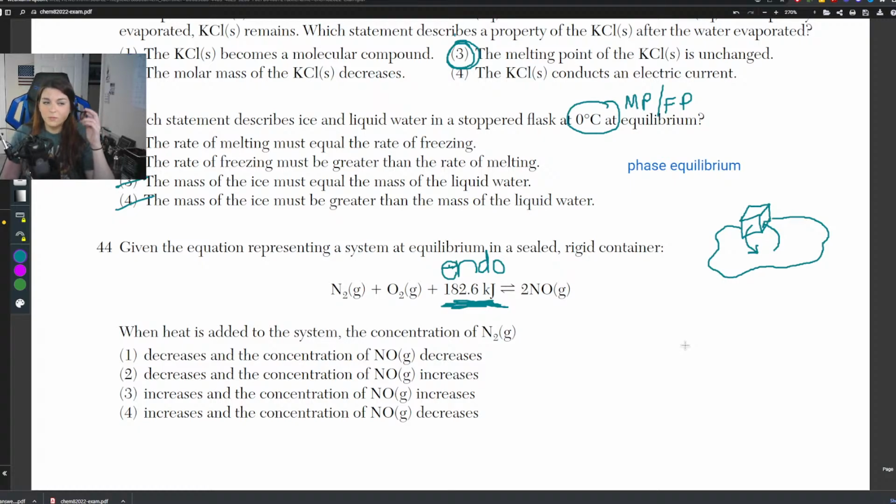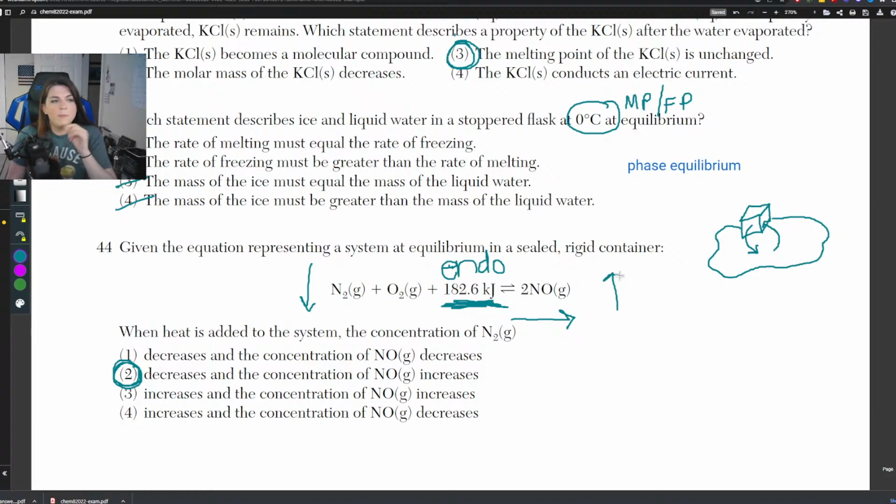Now, that's not the answer because it's not an answer choice. If we are shifting to the right, that means that the concentration of the nitrogen is going to decrease because we're going to use it up. And the concentration of the nitrogen oxide is going to increase because we're shifting to the right. So we're going to use up the nitrogen, but we are going to increase the amount of the NO2 because we're shifting this way. So this side has to get used up and this side's going to increase.